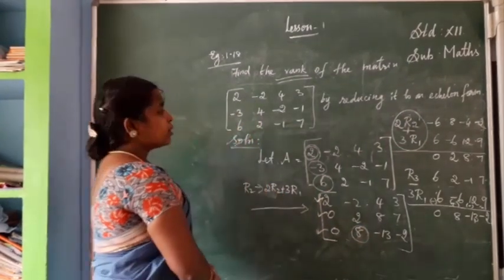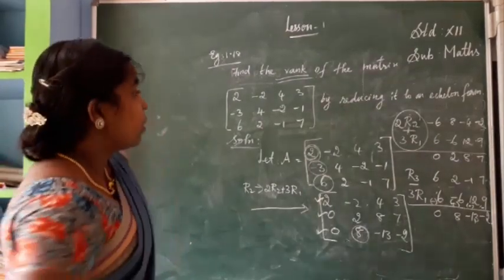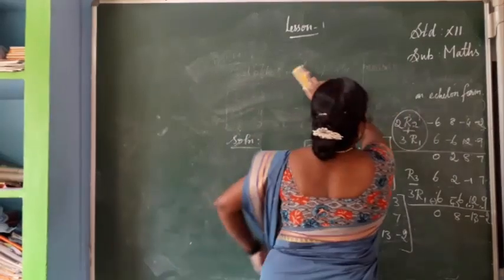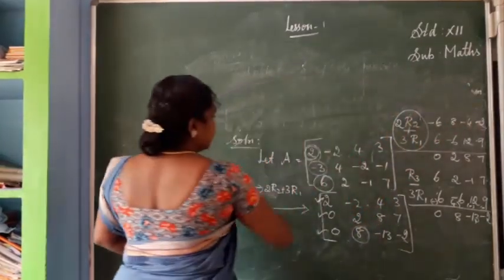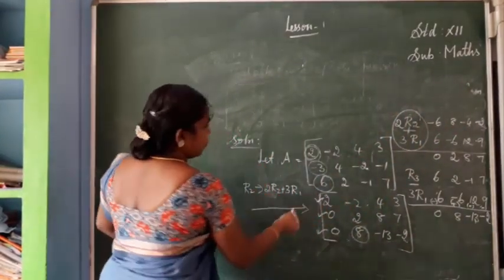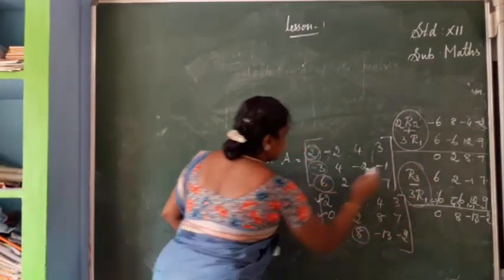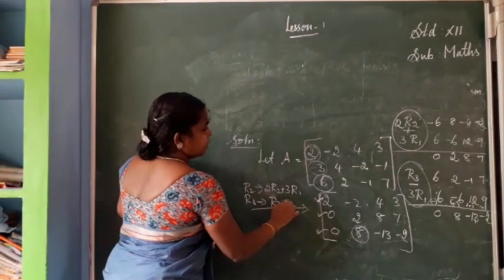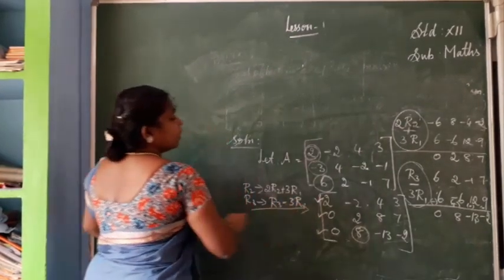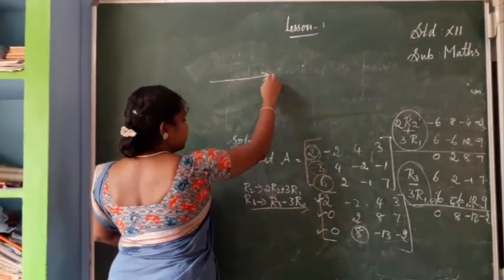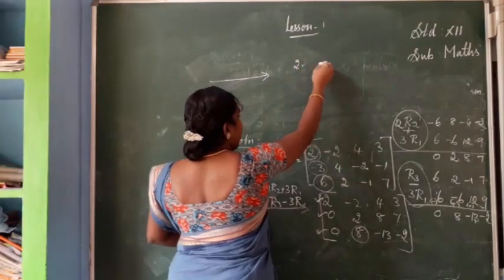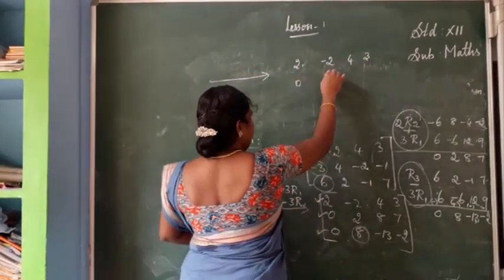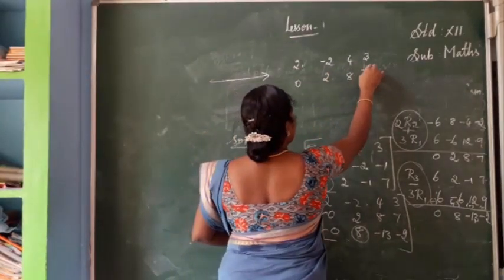8 into 0. Okay, we can convert. Here also I can write the condition. R3 gives R3 minus 3R1. Okay. Next condition is first row 2, minus 2, 4, 3. This is 0, 2, 8, 7.